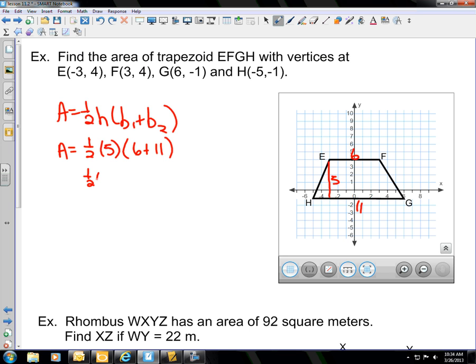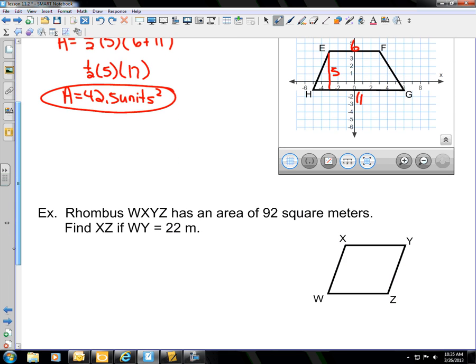So we end up with half of 5 times 17. I don't want to take half of any of that, do I? So I'm just going to multiply 5 and 17 together and take half, and I get 42.5. And since I don't have a unit of measure, it's going to be units squared. Questions on that one?